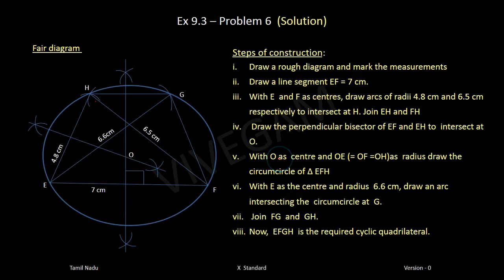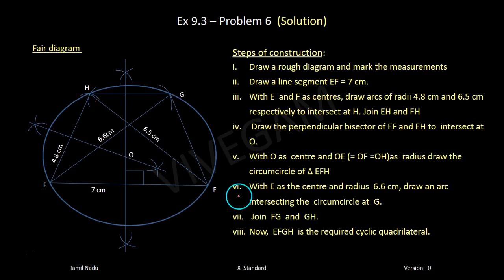Then with O as a center and OE or OF or OH as radius, draw the circumcircle of the triangle EFH. So with O as a center and OE as radius, draw a circle which will circumcircle the triangle EFH. It will automatically encompass the triangle. Now for the quadrilateral, we already have E, F and H.